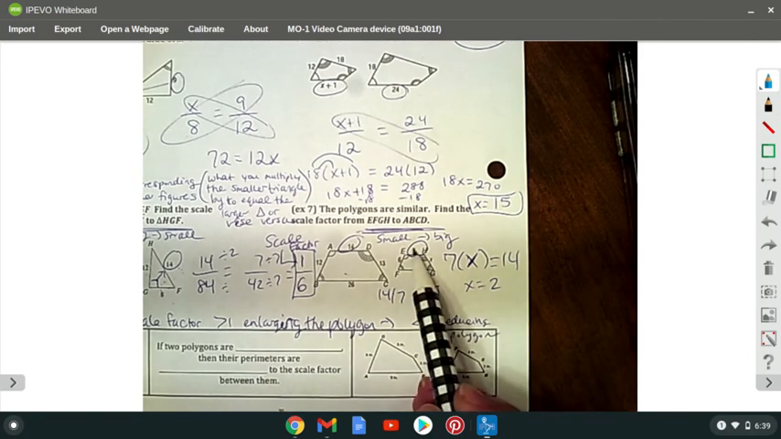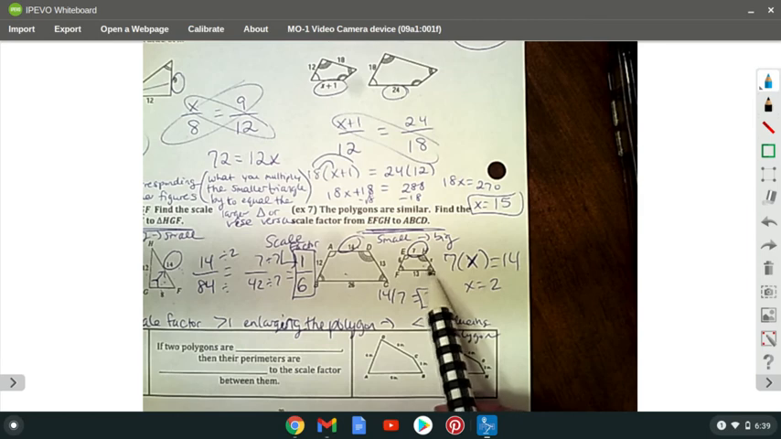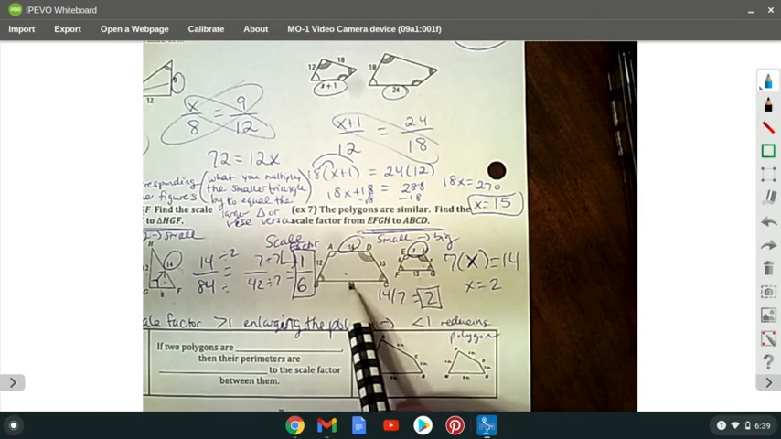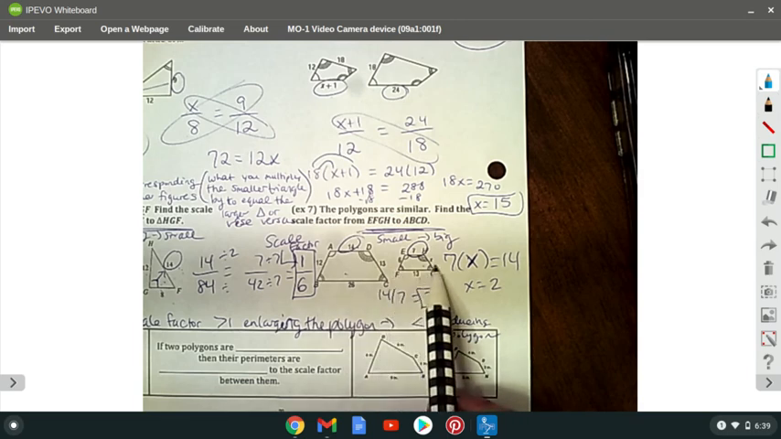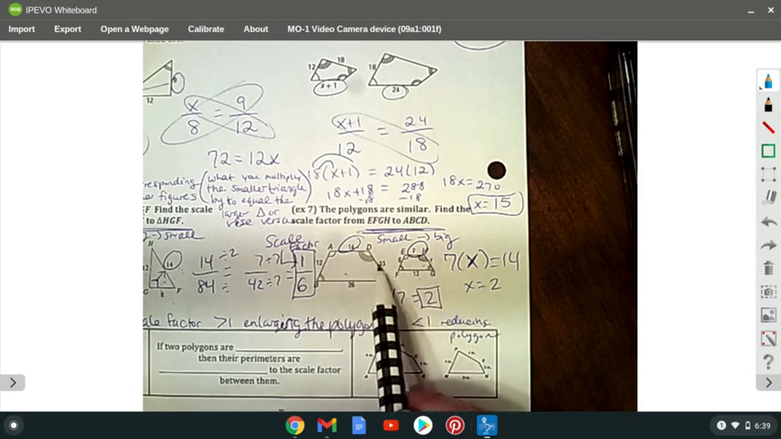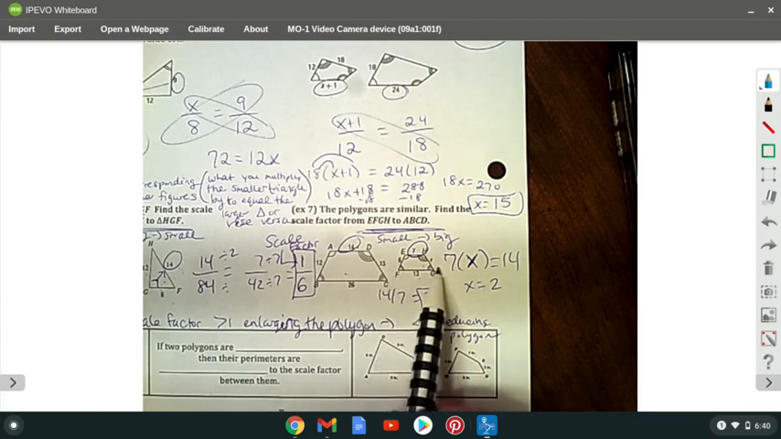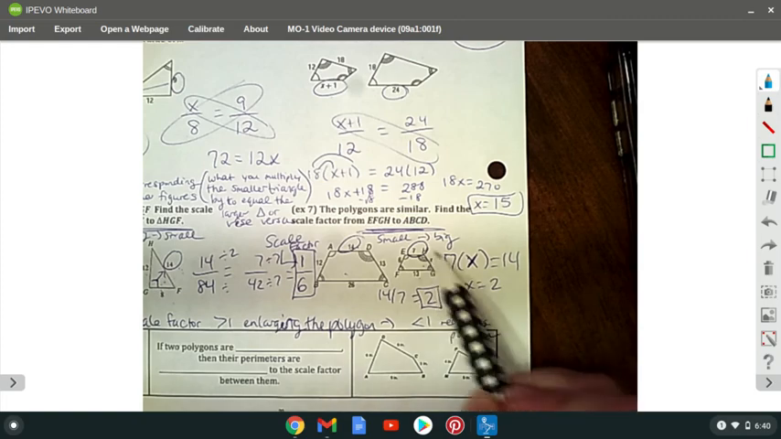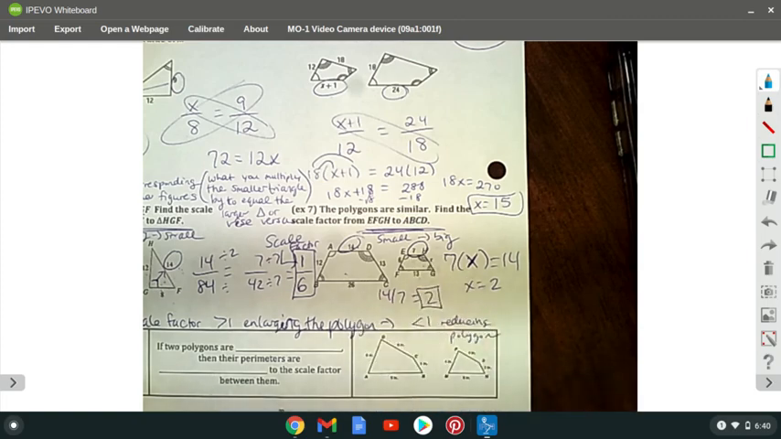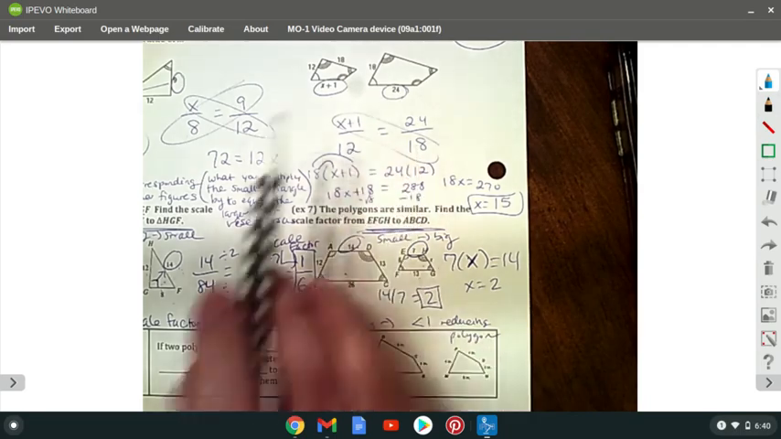So if I do 7 times 2, I get 14. If I do 13 times 2, I get 26. If I do 6 times 2, I get 12. So pretty easy here. What times 2 would give me 13? Vice versa, I could do 13 divided by 2 to get that my x is 6.5. Okay, so sometimes we can find our missing x or y just by using the scale factor. Sometimes we don't even need to set up that proportion.